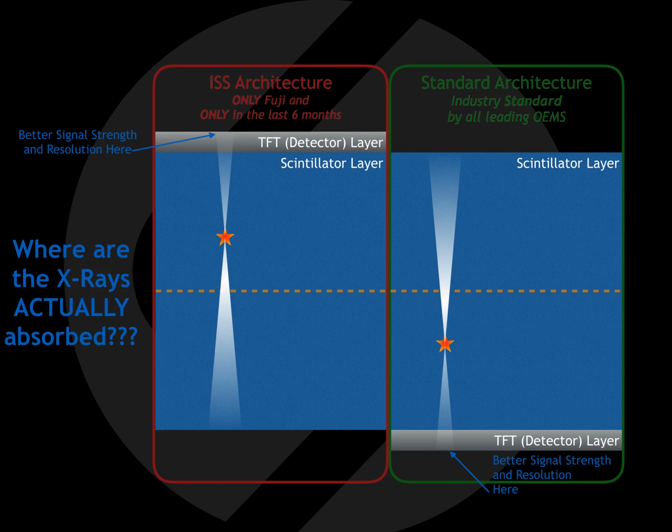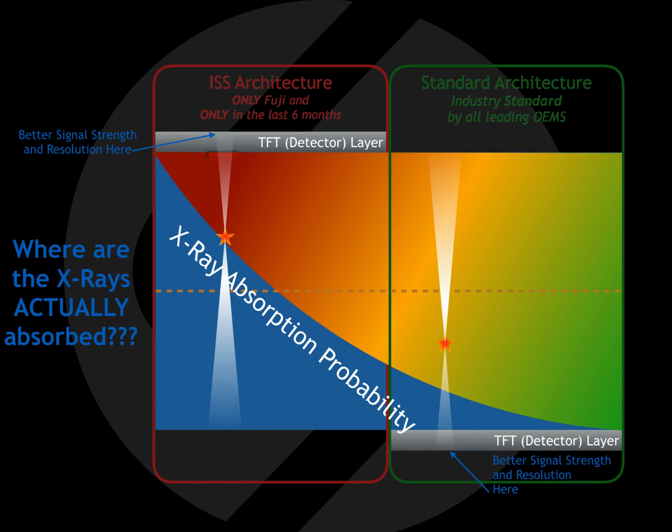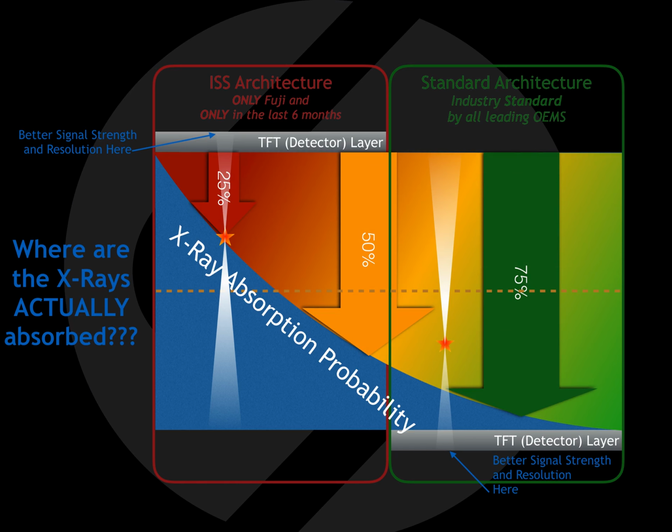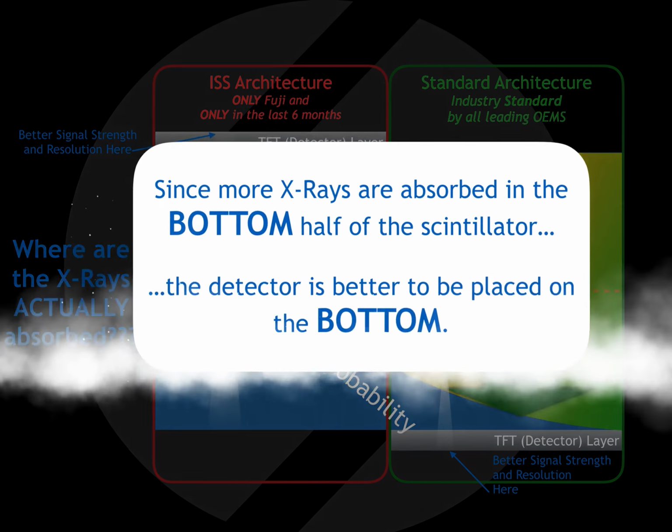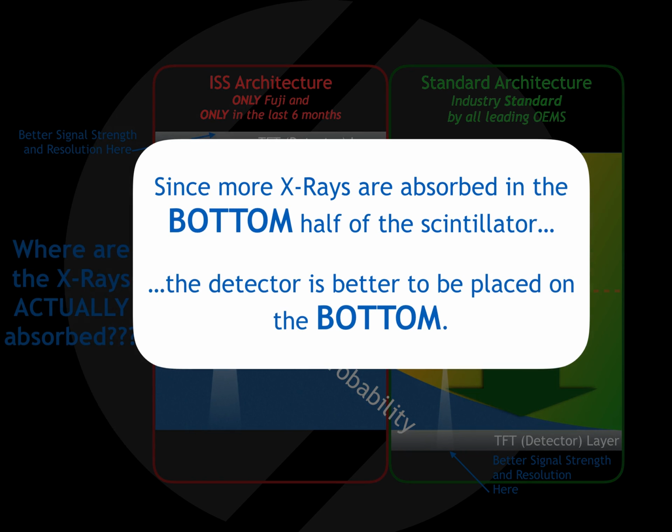So the main question is, where are the X-rays actually absorbed? Well, it turns out that the probability of an absorption event is higher the deeper in the panel you go. In other words, the X-ray is more likely to be absorbed in the bottom half of the detector. And so since more X-rays are absorbed in the bottom half, the best signal quality is measured with a detector on the bottom of the panel.